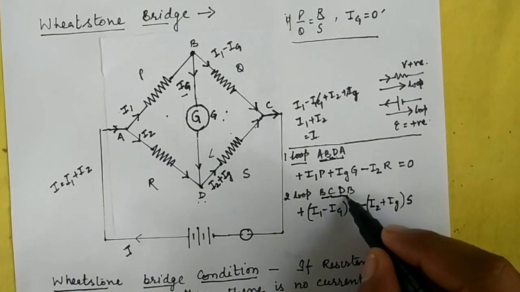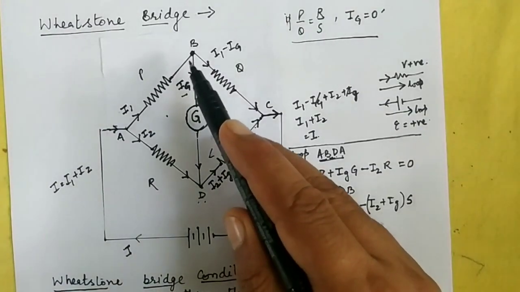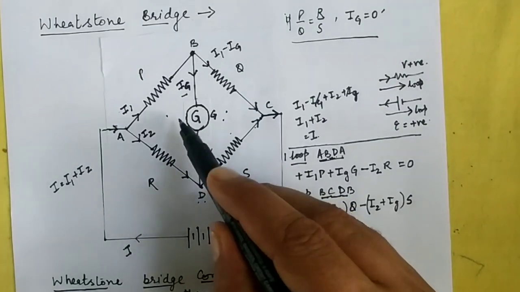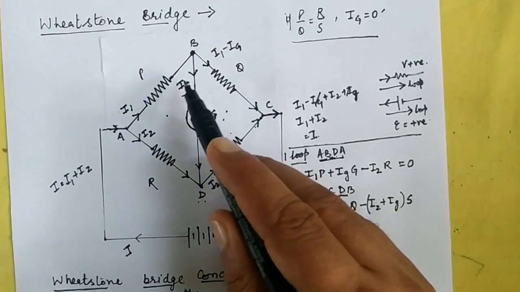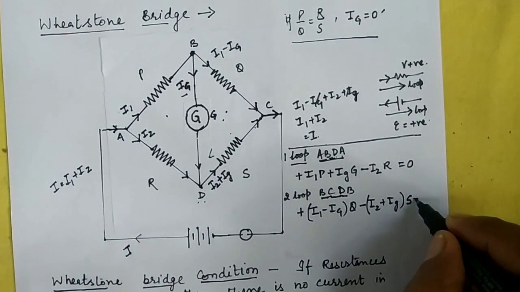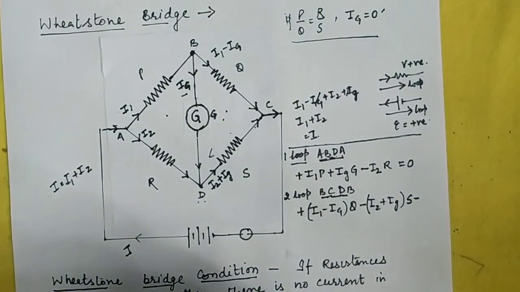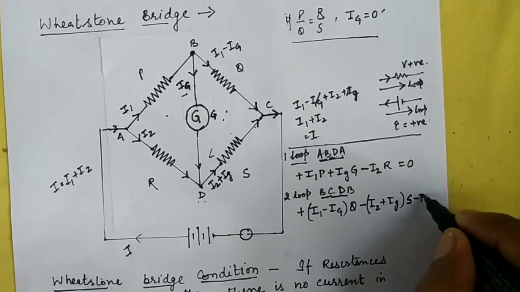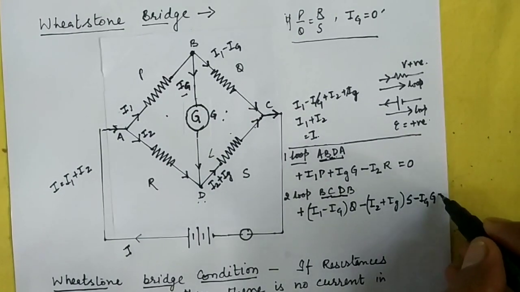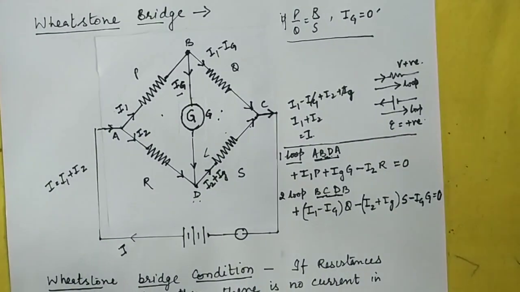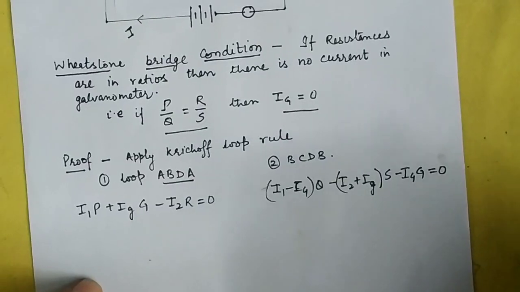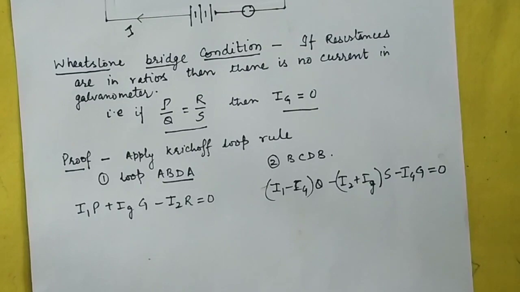The next is now D to B. While moving from D to B, you are moving in this upward direction. So the direction of current and the loop direction are opposite, so it is taken as negative. Now what is the current in this line? That is IG, and the resistance of the galvanometer is capital G, equal to 0. So writing these equations again, we have these two equations.